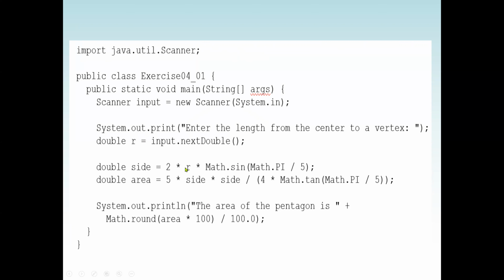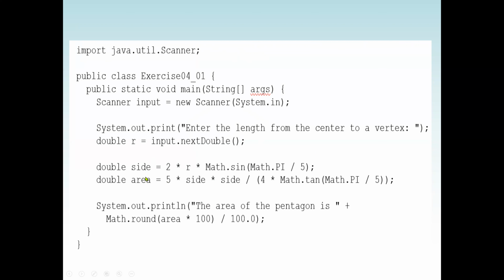When the user enters the R, we can find the side. The side will be 2 times R times Math.sin of pi divided by 5. So we use Math.PI divided by 5. We may also decide to use 3.142 divided by 5, and that's fine. After we get the value of the side, we can find the area now. So the area is 5 times the side squared, so side times side, divided by 4 times Math.tan of Math.PI divided by 5.